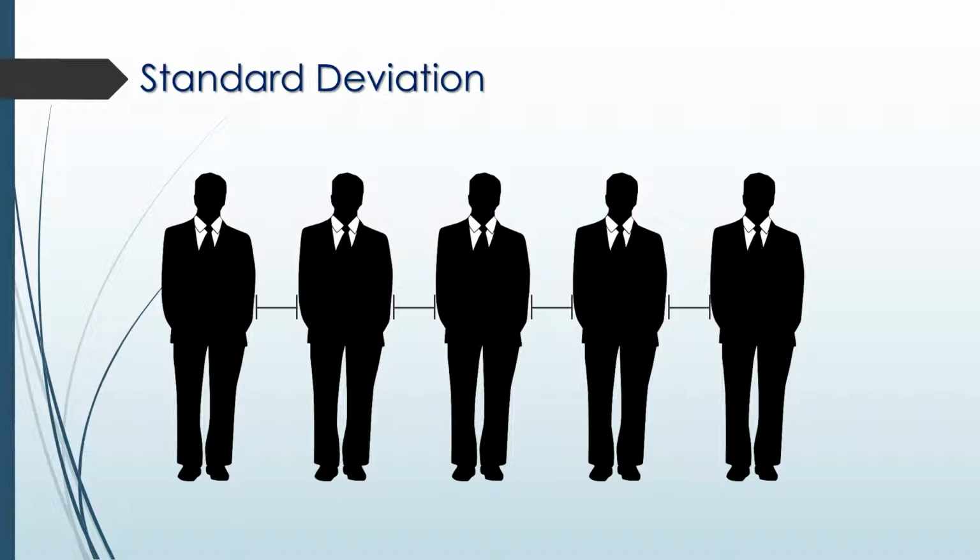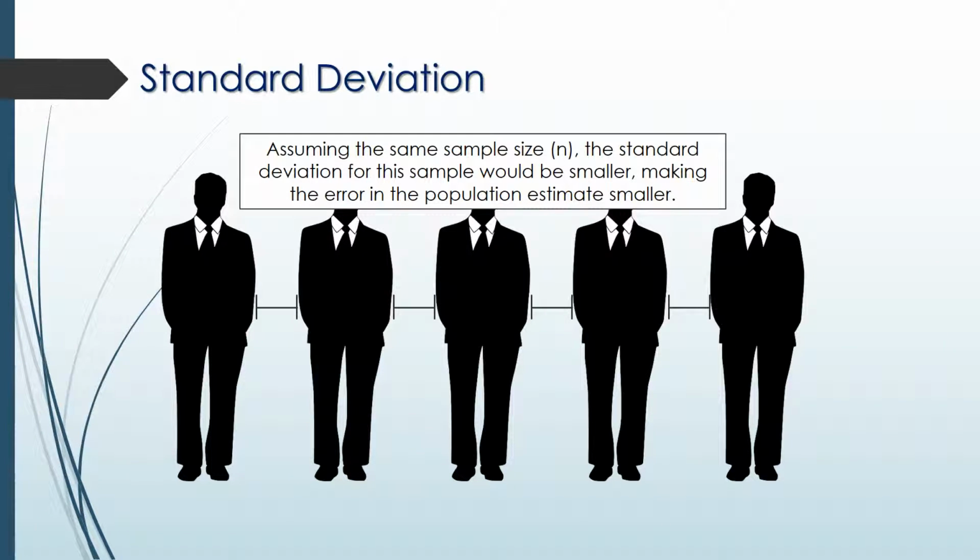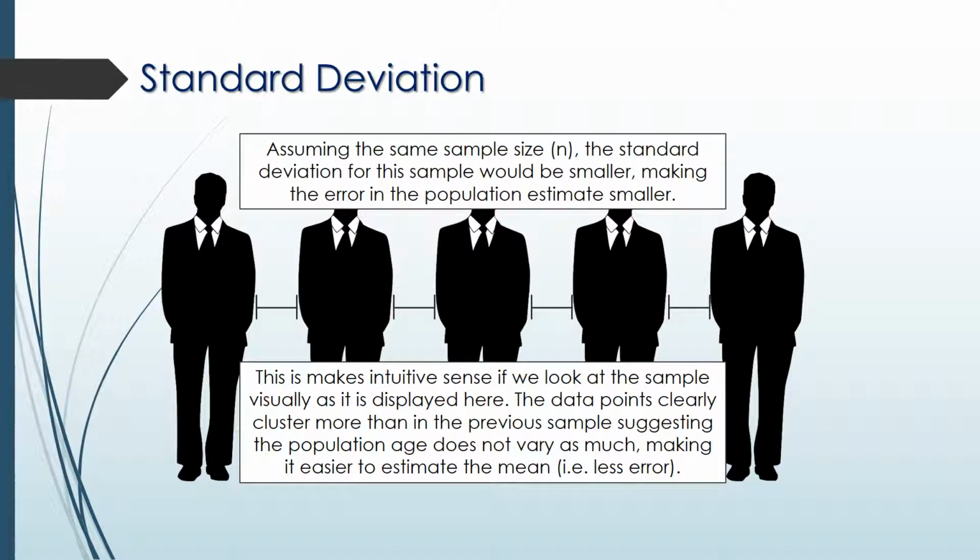So if we tighten the distance between data points and assume the same sample size n, the standard deviation for this sample would be smaller, making the error in the population estimate smaller. This makes intuitive sense if we look at the sample visually as it is displayed here. The data points are clearly clustered more than in the previous sample, suggesting the population age does not vary as much, making it easier to estimate the mean, i.e., less error.